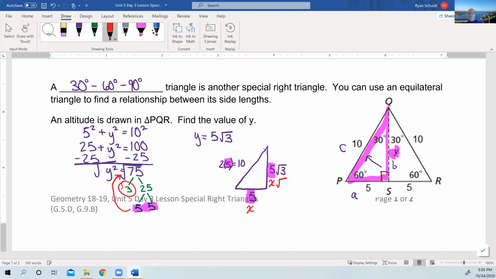X square roots of 3. And the hypotenuse, because our right angle is right here, 2x. There's our relationship on a 30, 60, 90 right triangle. But let's formalize that on the back of the notes.